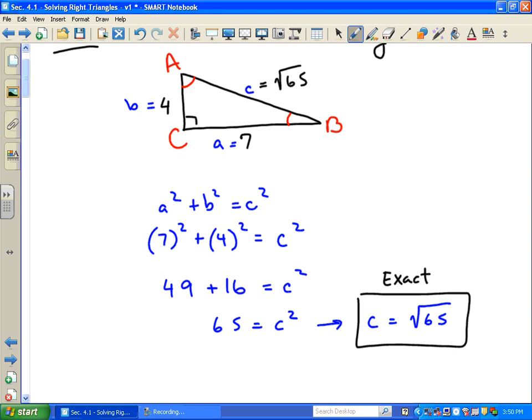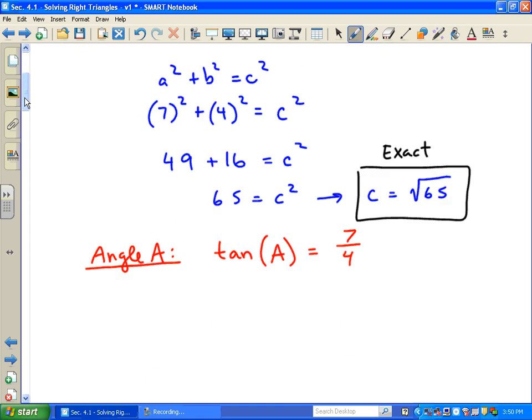angle A. All right. To find angle A, we can use any of our sides, so I'm just going to pick a trig function. Angle A, let's use tangent of angle A equals, tangent is opposite over adjacent, so that would be 7 over 4. To solve this for angle A, I need to take an inverse. In other words, taking the inverse of both sides would result in something that looks like this.